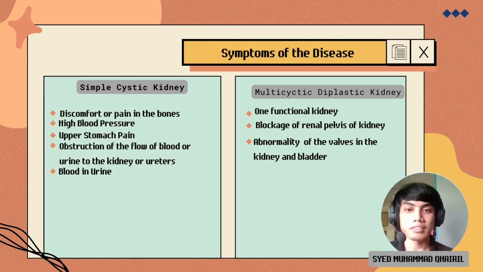weakness. After that, for non-genetics, we have two types, which is simple cystic kidney and multicystic dysplastic kidney. For simple cystic kidney, the symptoms are discomfort or pain in the bones, high blood pressure, upper stomach pain, obstruction of the flow of blood or urine in the kidney or ureters, and blood in urine. After that, for multicystic dysplastic kidney, the symptoms are one functional kidney, blockage of renal pelvis of kidney, abnormality of the valves in the kidney and bladder.